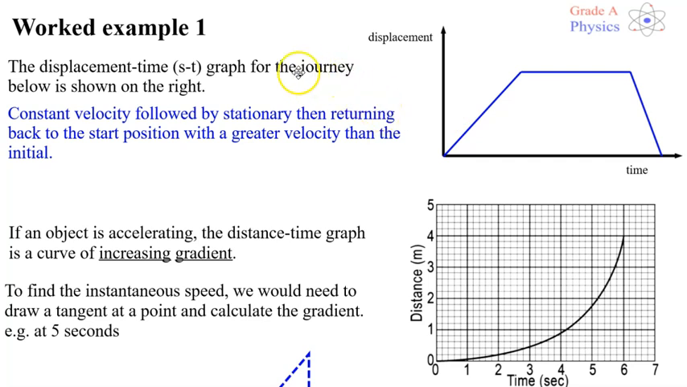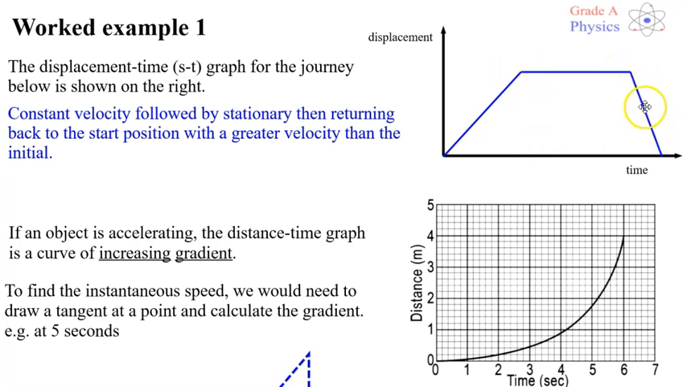So if I wanted to draw this journey here on a displacement time graph, that's an s-t graph, this is what it would look like. Constant velocity followed by stationary, then returning back to the start position with a greater velocity than the initial velocity. Okay, so we have a constant gradient here, which means a constant rate of change of displacement, which means a constant velocity. And then we have a section where the displacement does not change, so we're basically stopped, we're not moving, even though time is increasing.